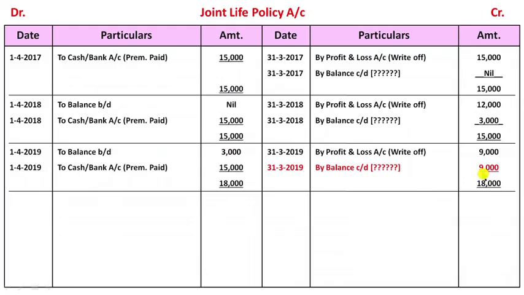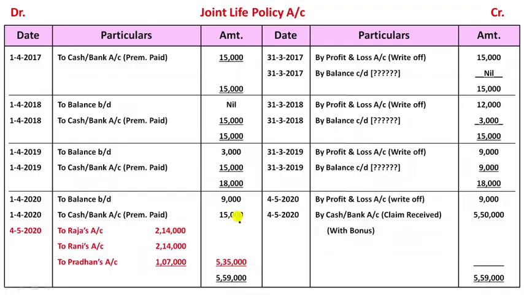Information for 3 years is given, surrender value information for 3 years is given. So we did this. Now we have to transfer this 9,000 here. We transferred this 9,000 on 1/4/2020. Now premium paid 1/4/2020 to cash and bank account 15,000. After premium paid, how much do we write off for the last year? Whatever the opening balance is. So opening balance 9,000. So 9,000 is the amount to be written off by profit and loss account on the credit side of joint life policy, 9,000. Then claim received by cash and bank account on the credit side, that is 5,50,000.